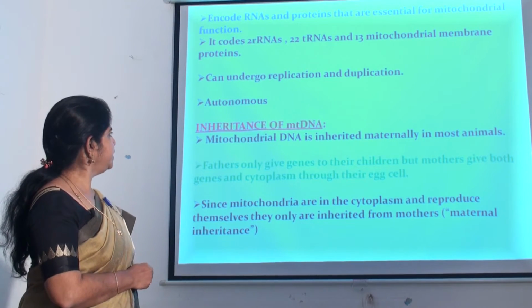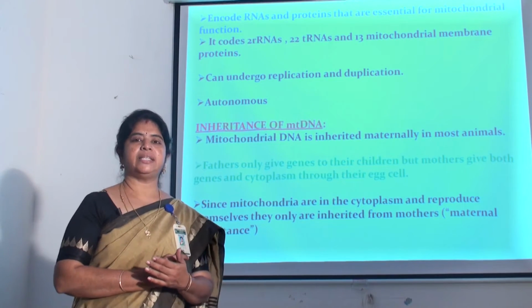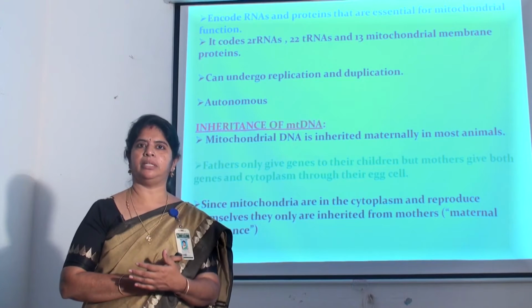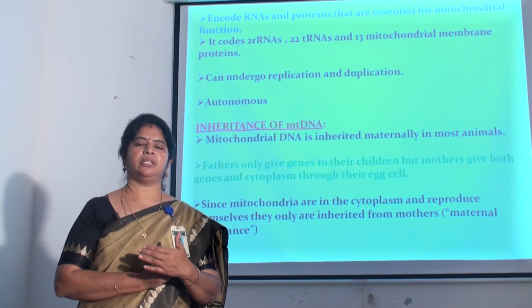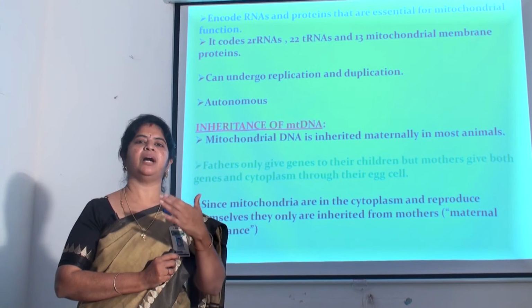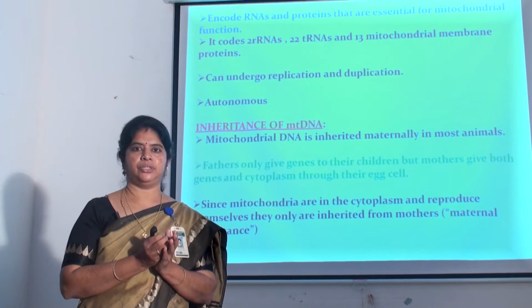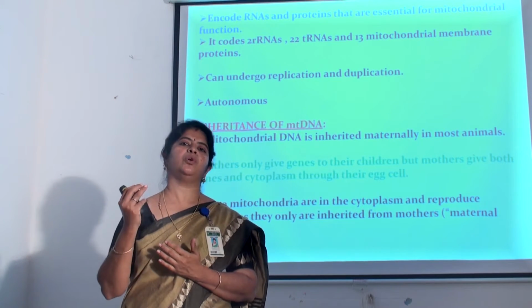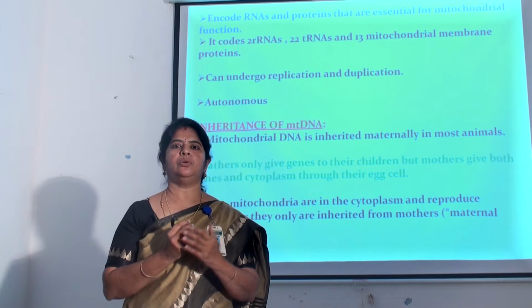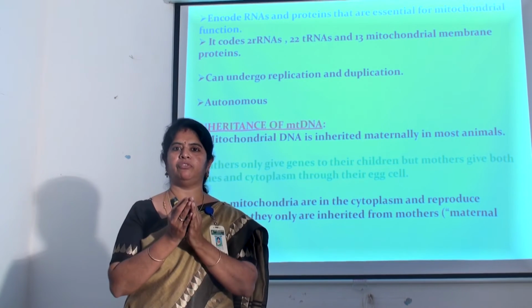And here is the inheritance of the mitochondrial DNA. It is a maternal inheritance. What do we mean by maternal inheritance? It means the mitochondria always transmits from the mother to the offspring, because you know very well that in fertilization, the sperm comes from the male, and the ovum comes from the female. So during the fertilization process, the sperm enters into the ovum of the female.